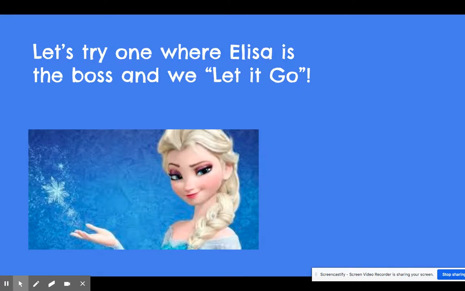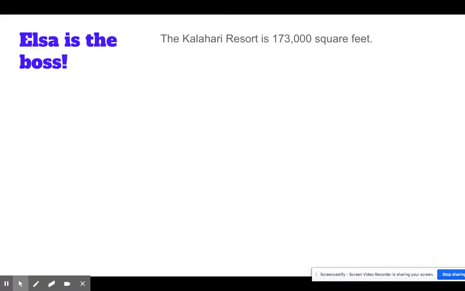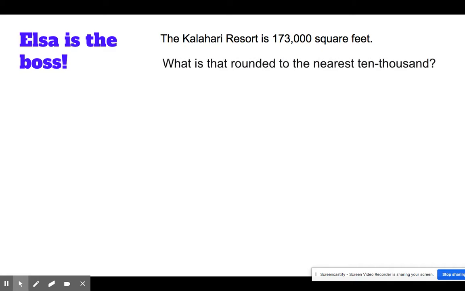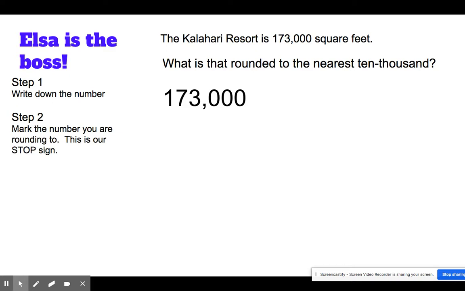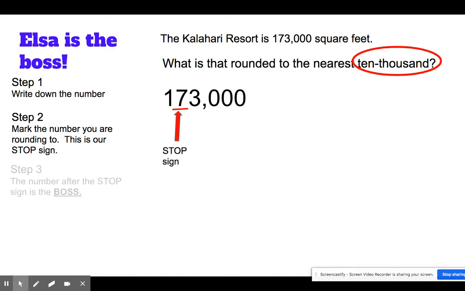All right, folks, let's try one where Elsa is the boss and we let it go. Talk about that for a minute. So Elsa is the boss. The Kalahari Resort is 173,000 square feet. What is that rounded to the nearest 10,000? Again, write the number down. Here's our number. Step 2, mark the number you're rounding to, and this is our stop sign. We're rounding to the nearest 10,000, so our stop sign is the 7. Step 3, the number after that stop sign is our boss. The boss is the 3.